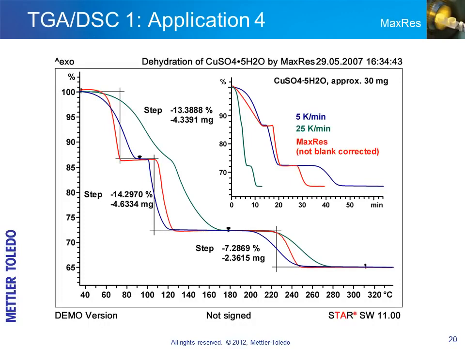At a constant heating rate of 25 Kelvin per minute, the first two weight loss steps are not properly separated. Using Max-Res, the separation is better in a shorter measurement time than at the relatively low heating rate of 5 Kelvin per minute. Max-Res saves time and is a good tool for method development.